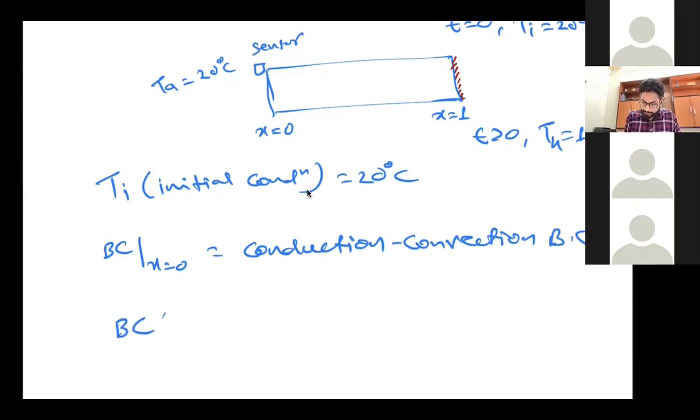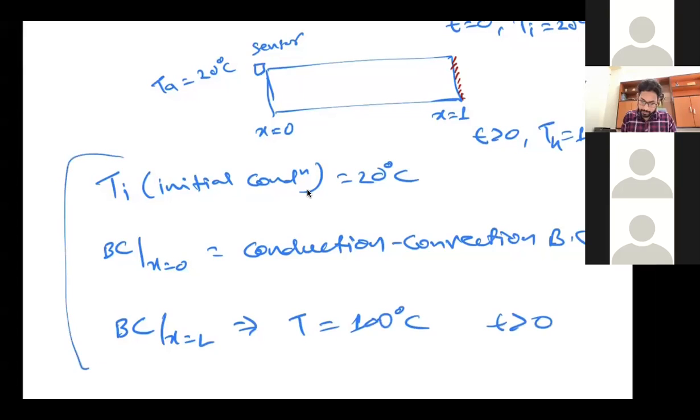But the boundary condition at x equal to L, on the other side, tells us the temperature is 100 degrees Celsius for t greater than 0. So these are a few conditions we have, and now we have to write a governing equation, then discretize it, and then solve it in MATLAB.